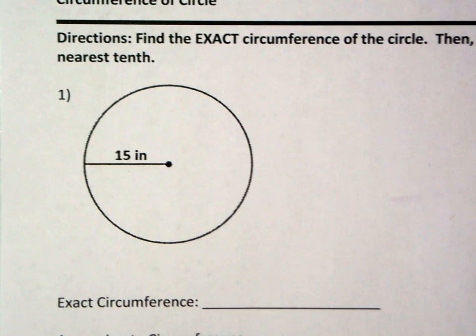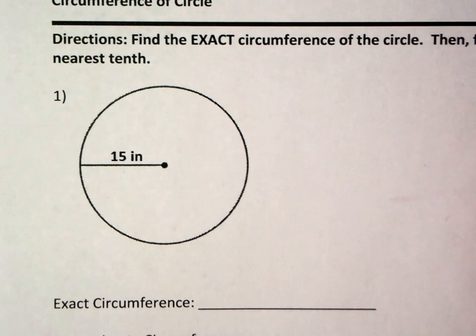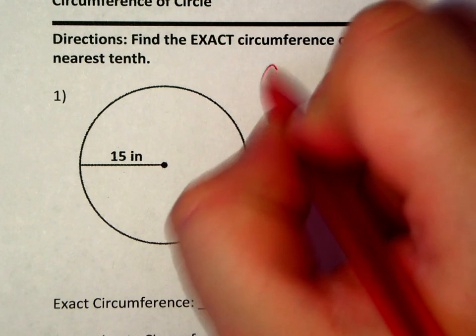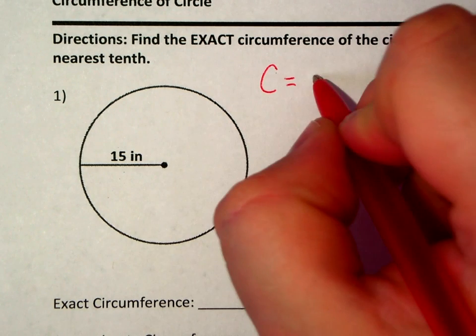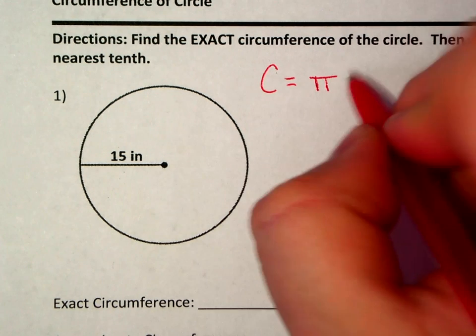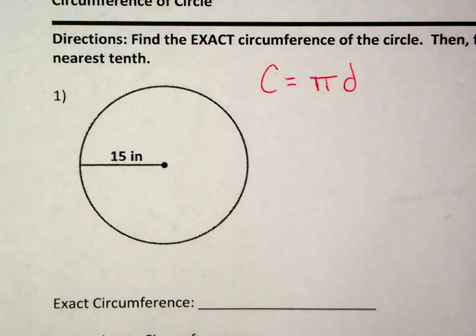Today we looked at the circumference of a circle, and you'll notice that this worksheet looks very similar to yesterday's because the circles on the front of the page are all the same. We're just using a different formula. Yesterday's was area using the formula A equals pi r squared. Today is circumference using the formula C equals pi d.